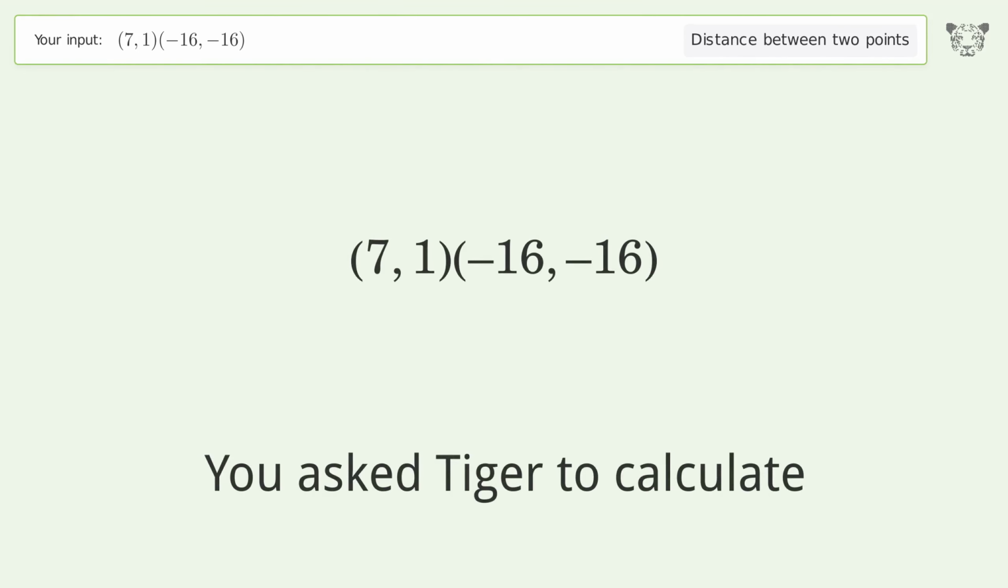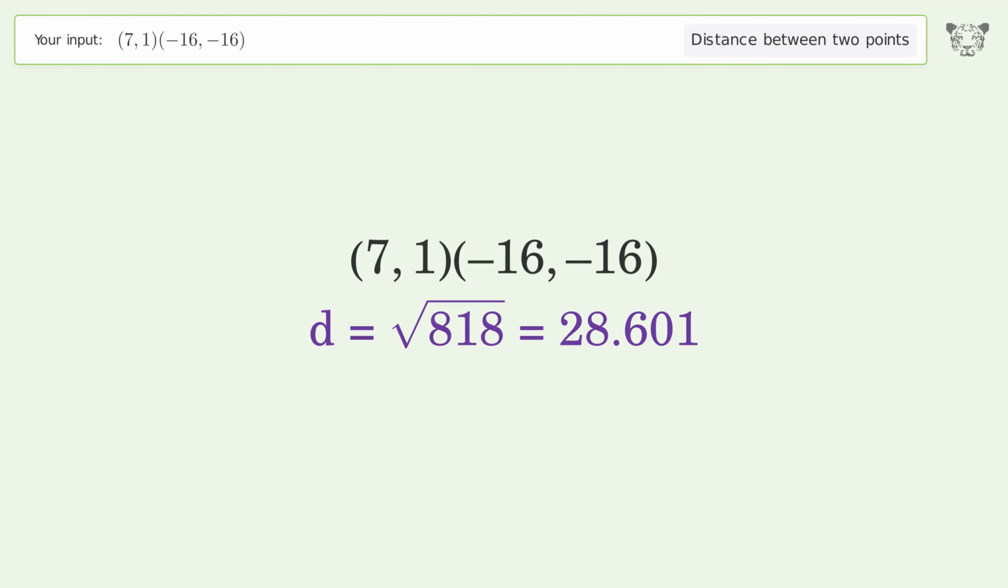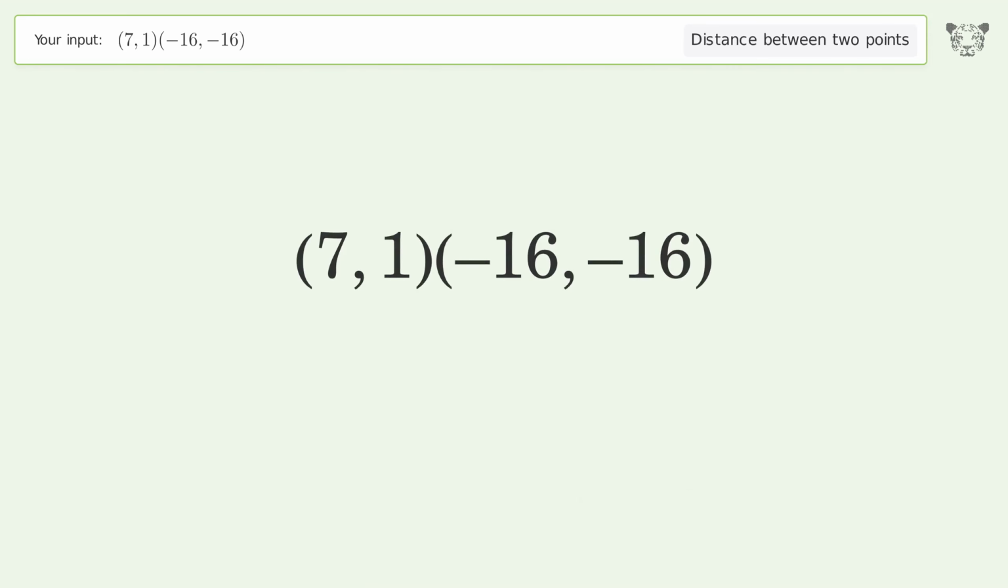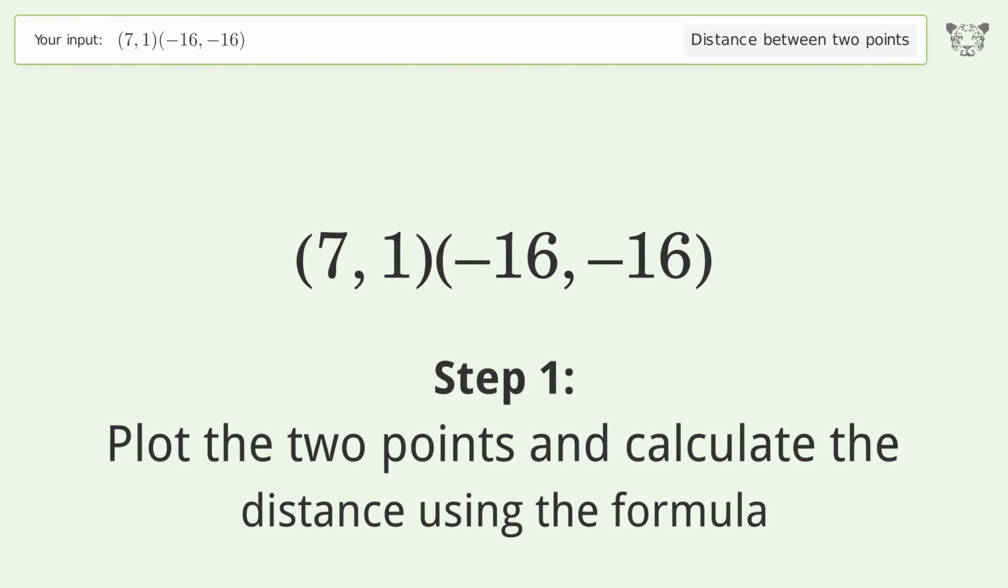You ask Tiger to calculate. This deals with the distance between 2 points. The distance between the 2 points is the square root of 818, or 28.601. Let's solve it step by step. Plot the 2 points and calculate the distance using the formula.